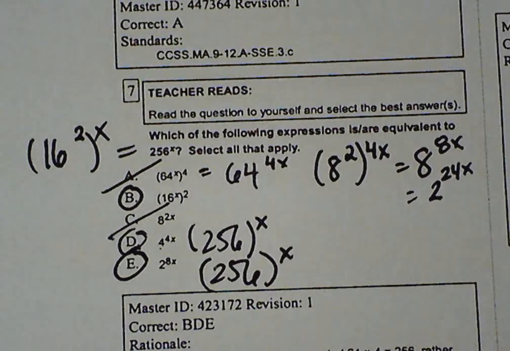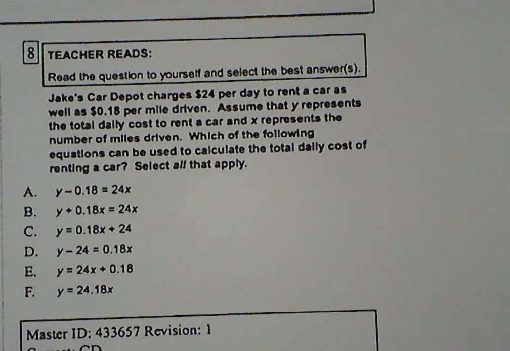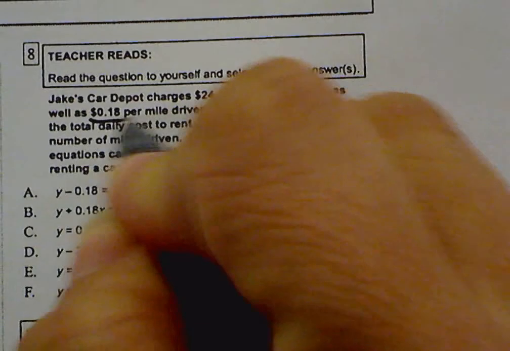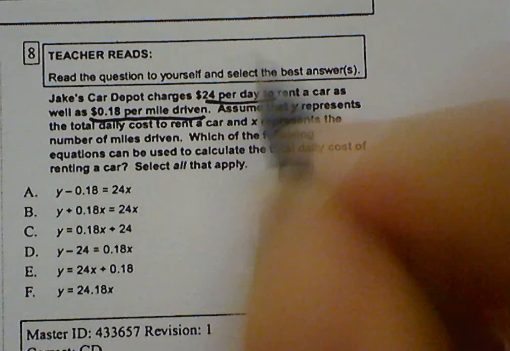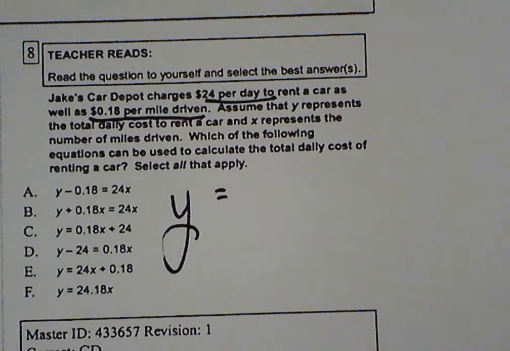Now let's do number 8. Oh, this one's easy. Jake's Car Depot charges $24 a day to rent a car and 18 cents per mile driven. Assume that Y represents the total daily cost to rent a car, X represents the number of miles driven. Which of the following can be used to calculate the total daily cost?